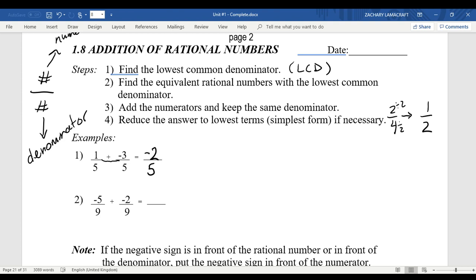Okay, so for the next example, we have negative 5 over 9 plus negative 2 over 9. Same thing, we have the same denominators. So it would be negative 5 plus negative 2, giving us negative 7 over 9. In both of these examples, we cannot reduce because they can't be divided by anything the same. Negative 2 could be divided by 2, but 5 can't be divided by 2. Negative 7 can't be divided by anything but itself, and 9 can't be divided by that.